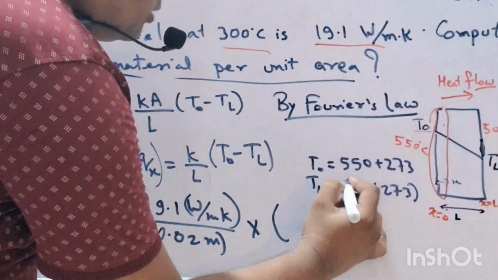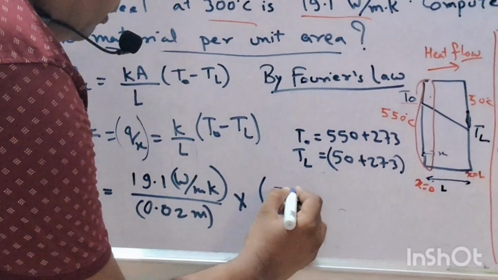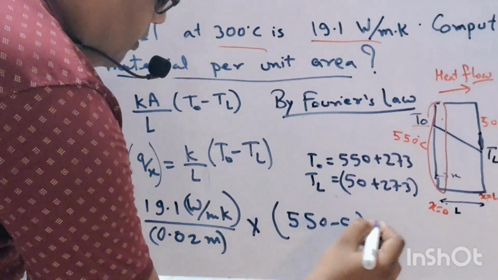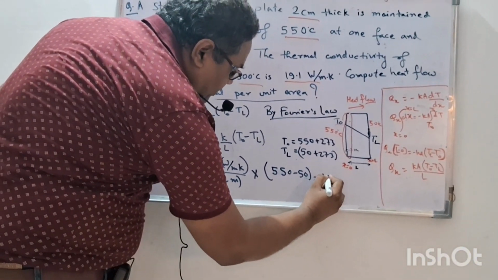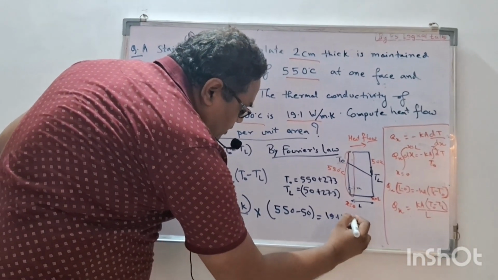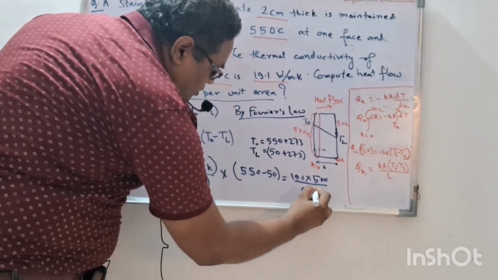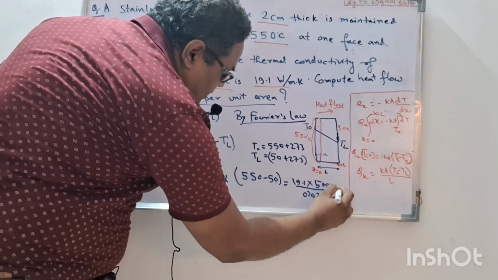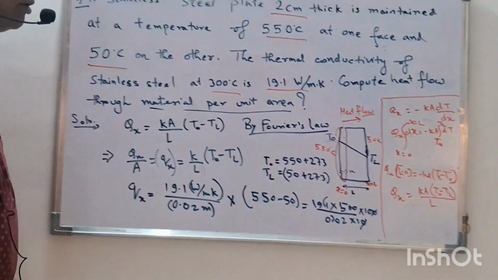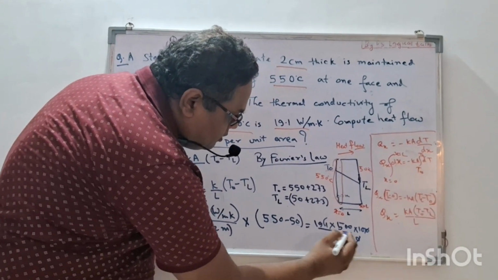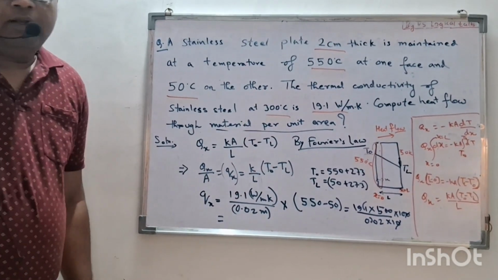So if we subtract these two values, then 273 will be directly cancelled out. So finally it will be 550 minus 50 only. Okay, so it becomes 500. So the final answer will be like this: 19.1 into 500 divided by 0.02. So you can take this side 100 and this side 10, and it will get crossed off. And when you do this, the overall value can be calculated.